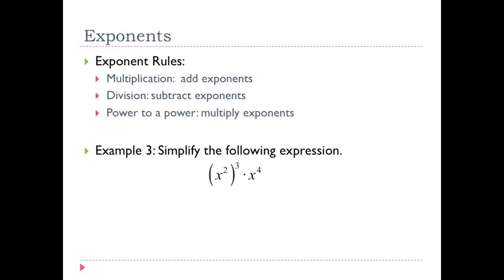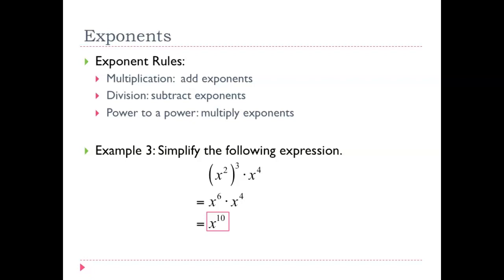We have x squared to the third times x to the fourth. Now you'll notice that we have a parentheses in there, and we actually have a power to a power. So x to the second to the third. Right, that's a power to a power. So if you have a power to a power, you're going to multiply those exponents. So we have x to the sixth times x to the fourth. And now you're multiplying things with the same base. So now we're going to add those exponents. So x to the sixth times x to the fourth is going to be x to the 10th. And that's as simplified as we can get this expression.